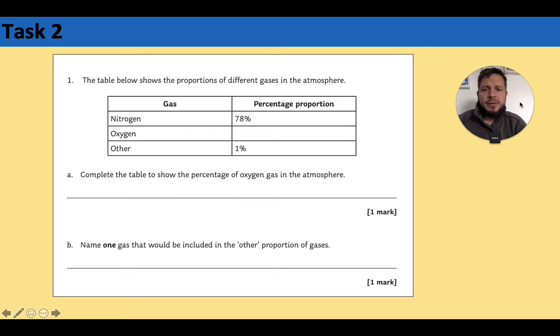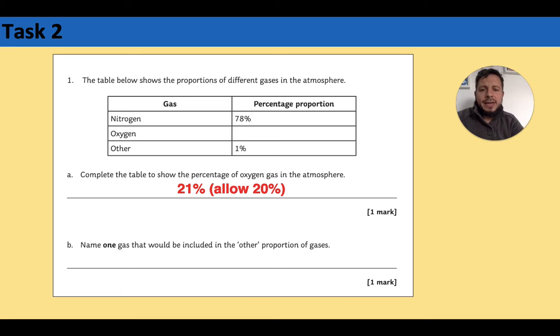Okay, so complete that table to show the percentage of oxygen gas. We just saw from the bar chart previously that it's 21%. However, if you were to write down 20% on your exam paper, you would still get the mark. Same thing goes for nitrogen. It says 78% there, but you would be allowed to put 80% and you would still get the mark.